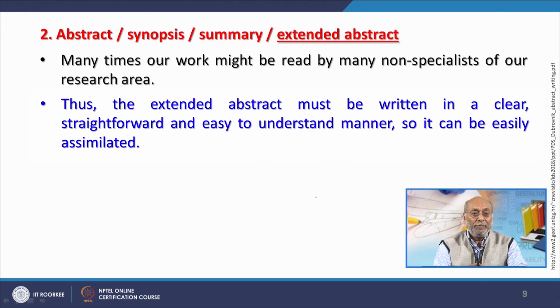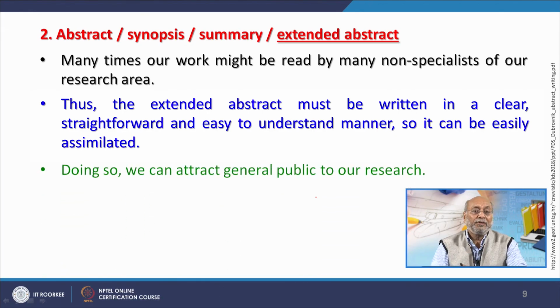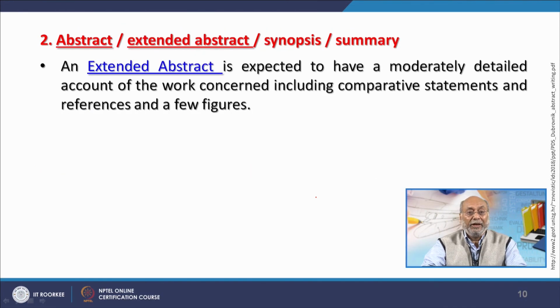It is possible that if we follow the sequence we discussed in the case of an abstract, then an extended abstract can also be written. Doing so, we can attract the general public to our research, and if a large number of people are going through your abstract and using it in their research, quoting it or giving reference, obviously it will bring better citation, and citation is important today in research. Like in social media we say likes and dislikes. Citation falls in that category, but it is more scientific in that sense.